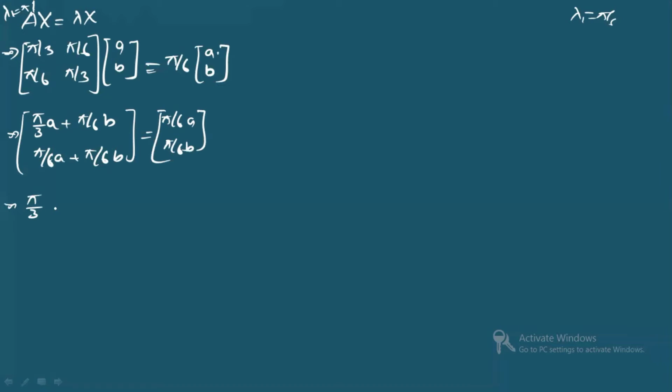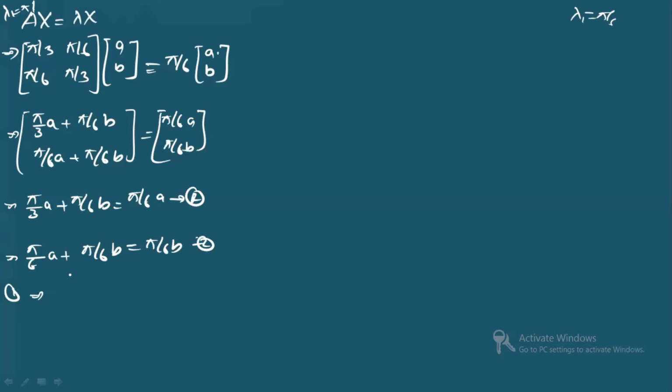And from here you will get two equations. It is pi by 3a plus pi by 6b equal to pi by 6a. Okay. And this will give you pi by 6a plus pi by 6b equal to pi by 6b. Right? So you can consider this to be equation 1. This is equation 2. So we will use equation 1 first.